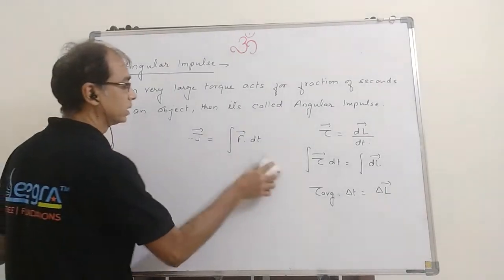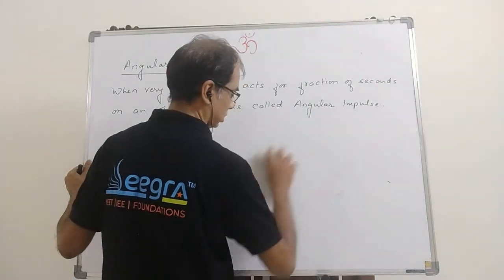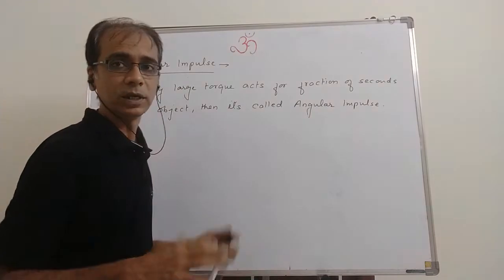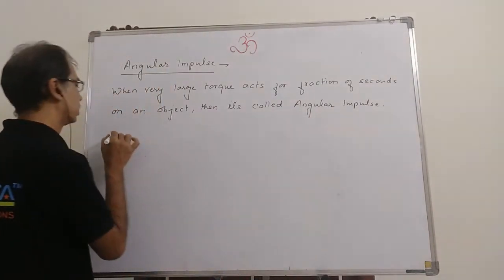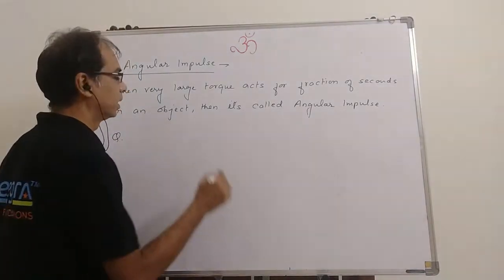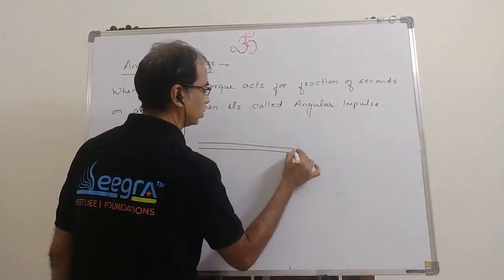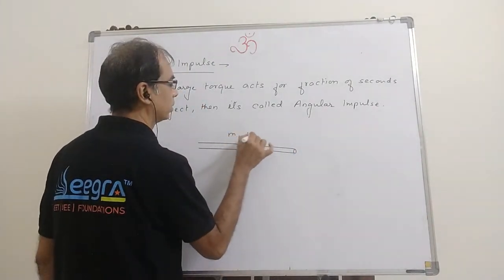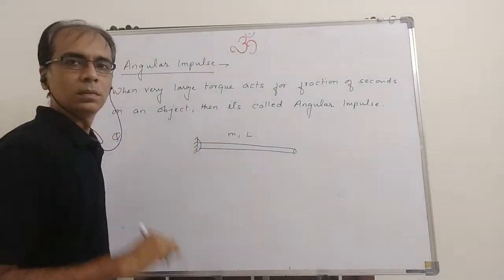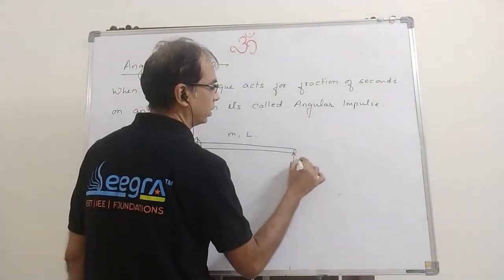Alright, let's see how the question will be. As I told you already, this is basically a cross product of R and impulse, and impulse is what we have studied already. So let's take the same question that I told you a little while ago as an example. This is a rod of mass m and length l, and here it is hinged. From here, an impulse is given.